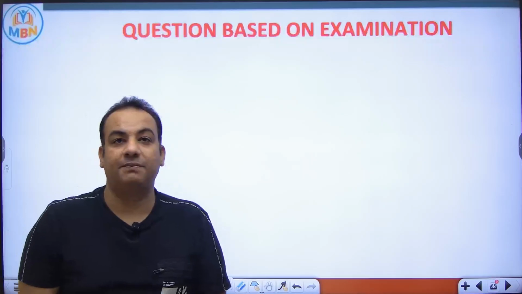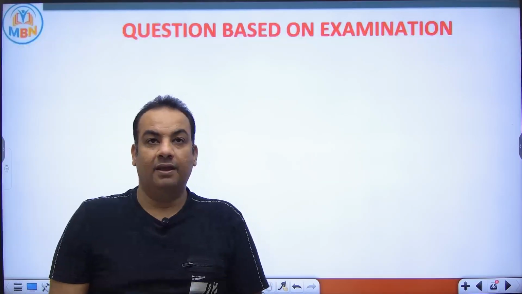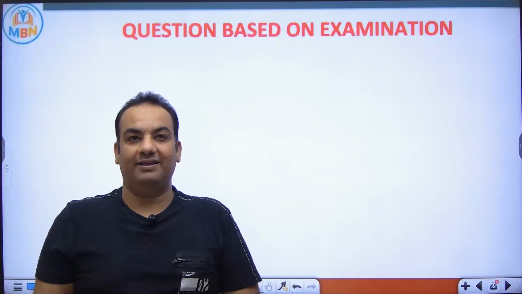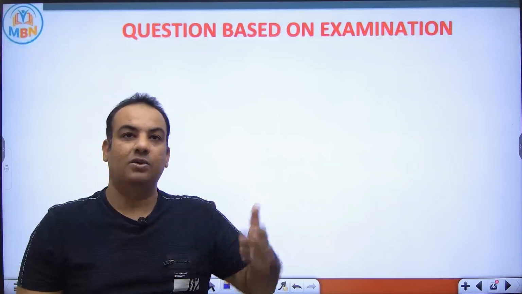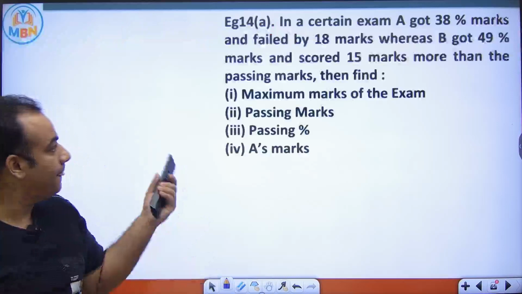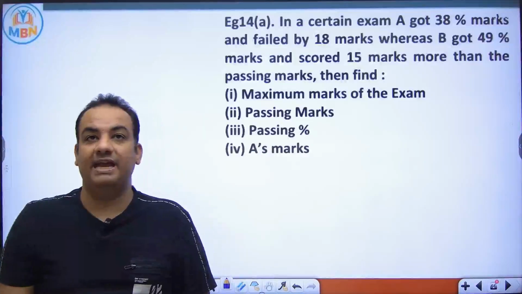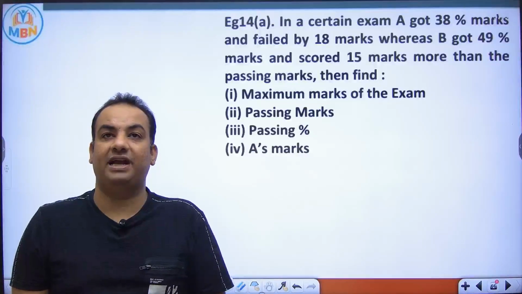Now, the question based on examination. Rather than me telling you the concept, it is better we directly jump to the question. You will understand this. Very easy. In a certain exam, A got 38% marks and failed by 18 marks.